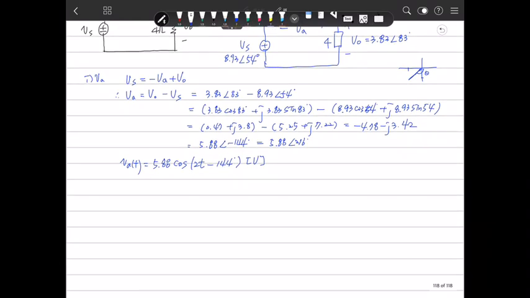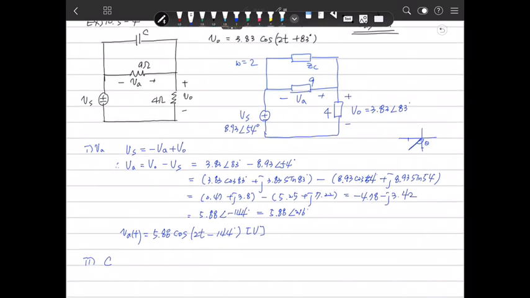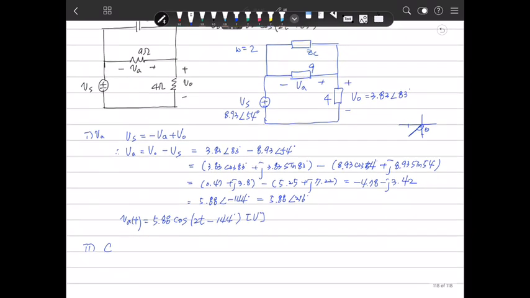Another thing is we need to get the C, the capacitance here. To get that, you can use KCL here, because this is a node. You can define this current, and this current, and this current, and the sum is 0.